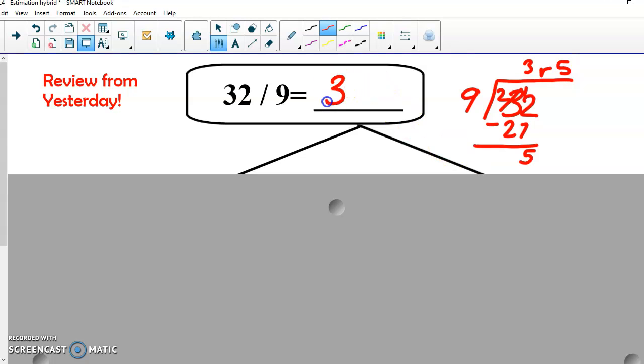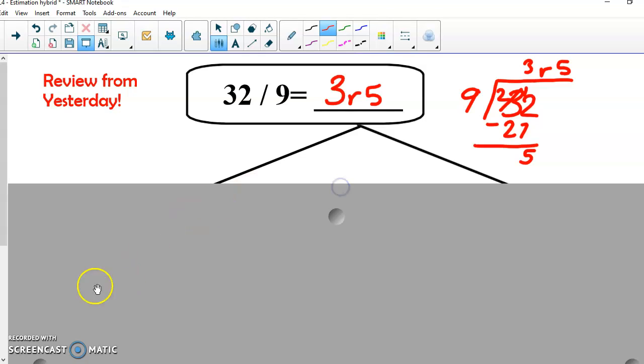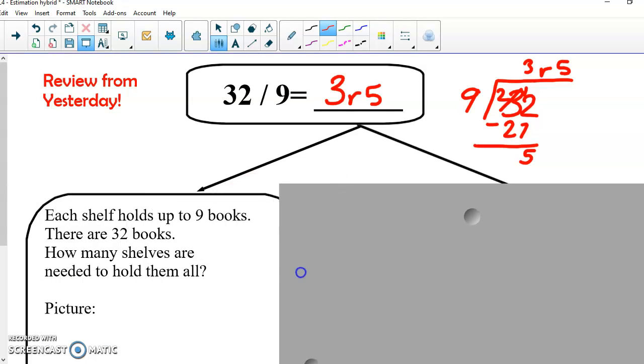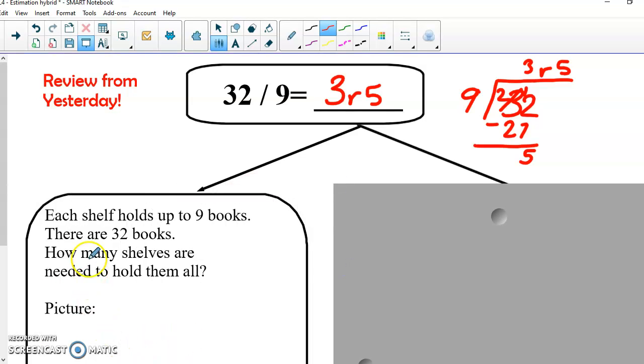3 with a remainder of 5. All right, so let's look at our problem-solving equations here. Each shelf holds up to 9 books. There are 32 books. How many shelves are needed to hold them all?